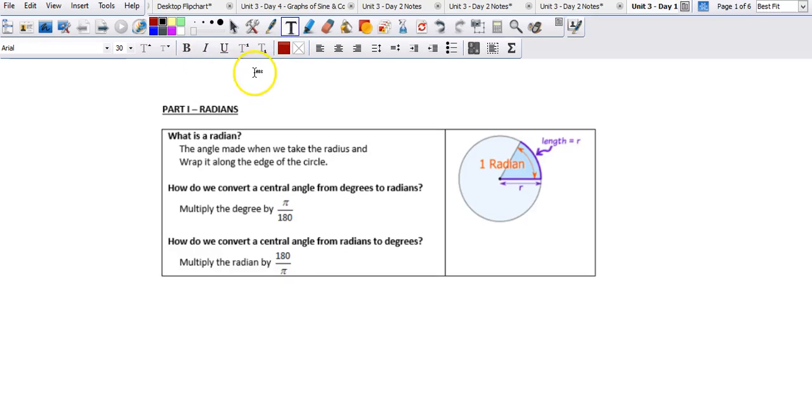Welcome to Unit 3. This is day 1 of Unit 3, Trigonometry. This is going to be the first of 2 videos. This video is focusing on what a radian is, how to convert a radian to degree, and vice versa, how to go from degree to radian. And also, how to calculate the length of an arc, which we've done before using degrees. Instead of using degrees, we would use radian. And there's a little formula we're going to use for that.